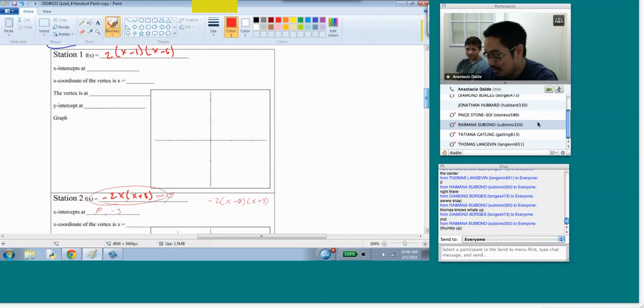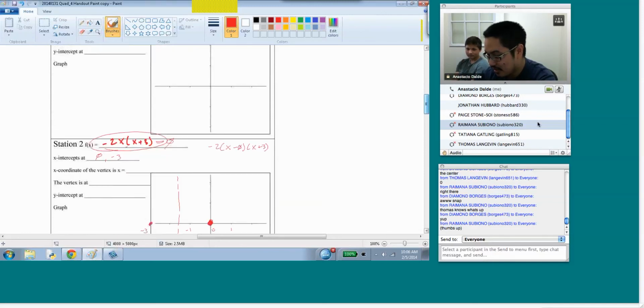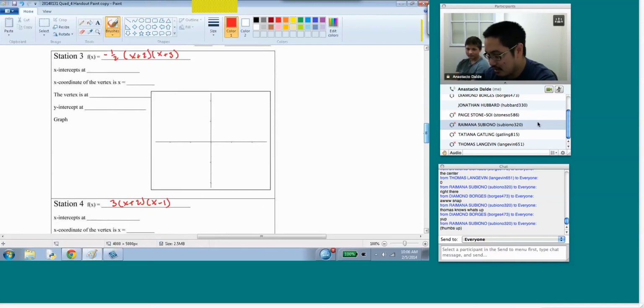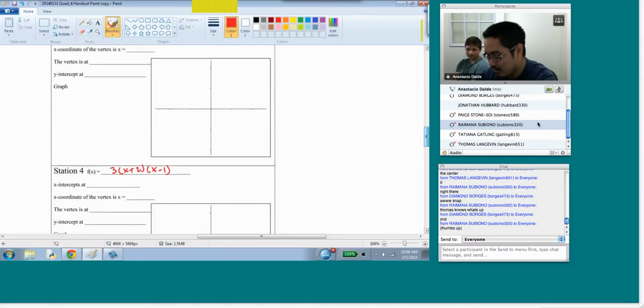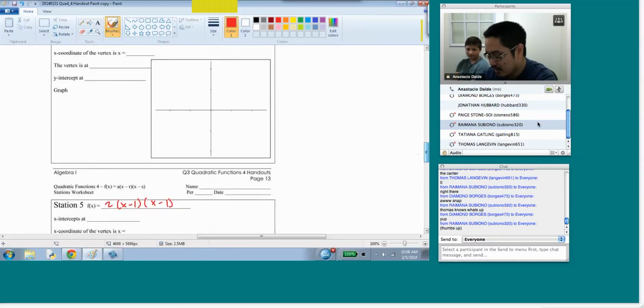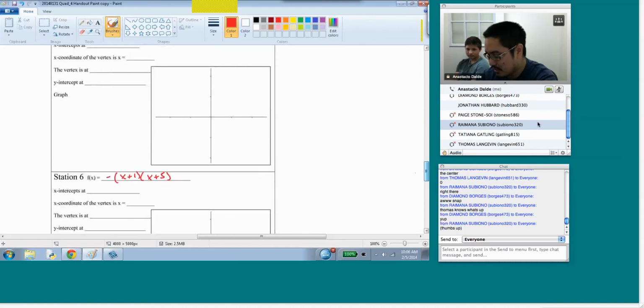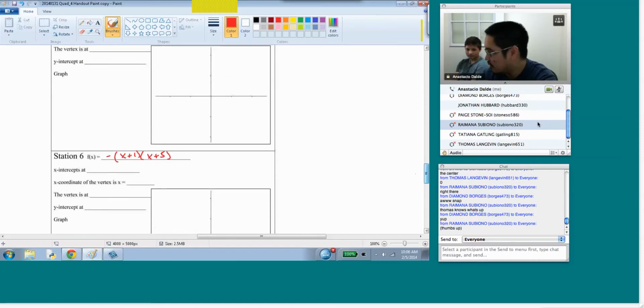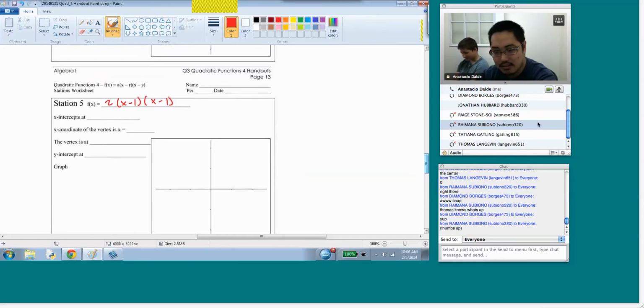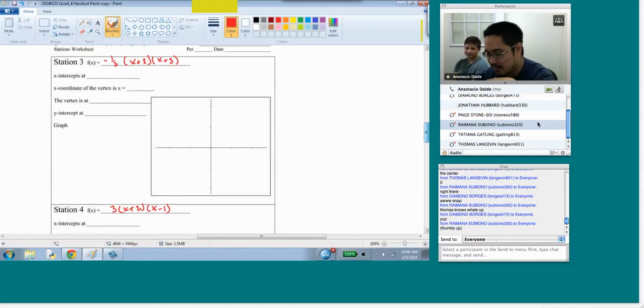All right, station 1. Okay, station 3. Here's station 3. Here's station 4. And here's station 5 and station 6. Which one do you think? 3? Sure. All right, fine. I'm just making that suggestion because I think that negative 1/2 might freak you out.